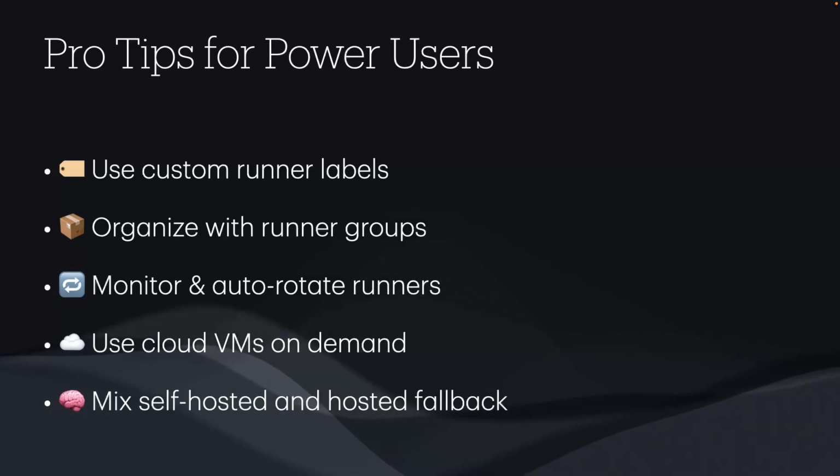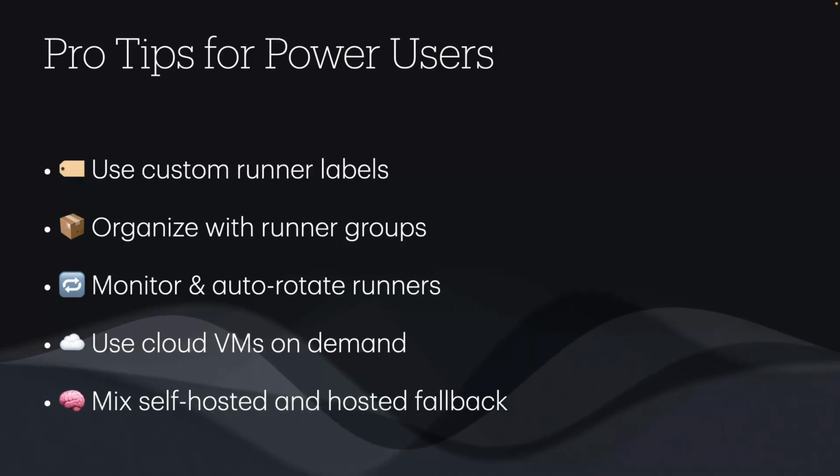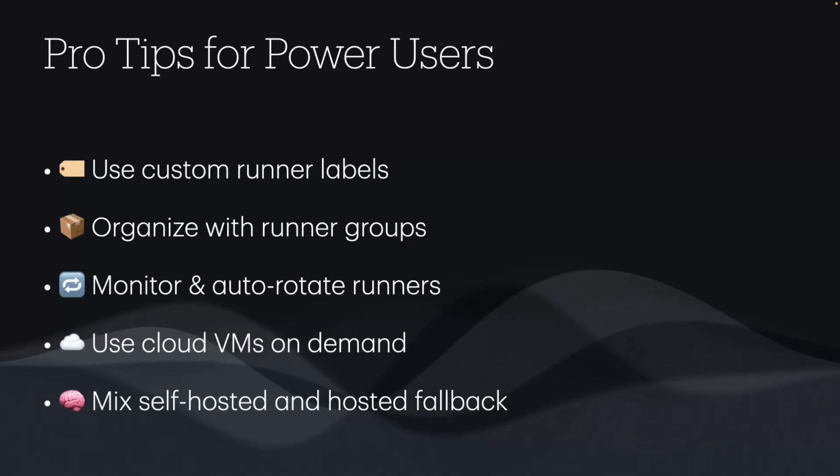You can set up monitoring tools to check uptime, logs and failures, and restart or re-register runners if needed. Spin up VMs in AWS or GCP only when needed, and shut them down after jobs are done. Combine cost savings and flexibility.